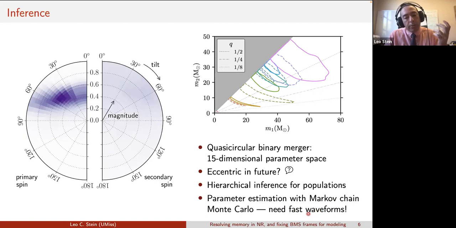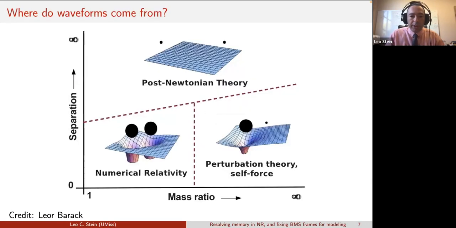Then you need fast waveforms. That's also part of the problem. So we can't just do a numerical relativity simulation for every point in parameter space. Okay, so let's talk about where these waveforms come from.